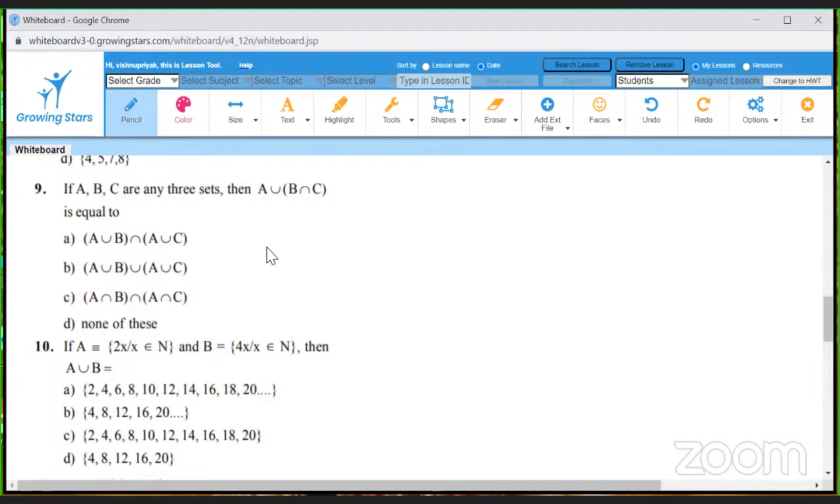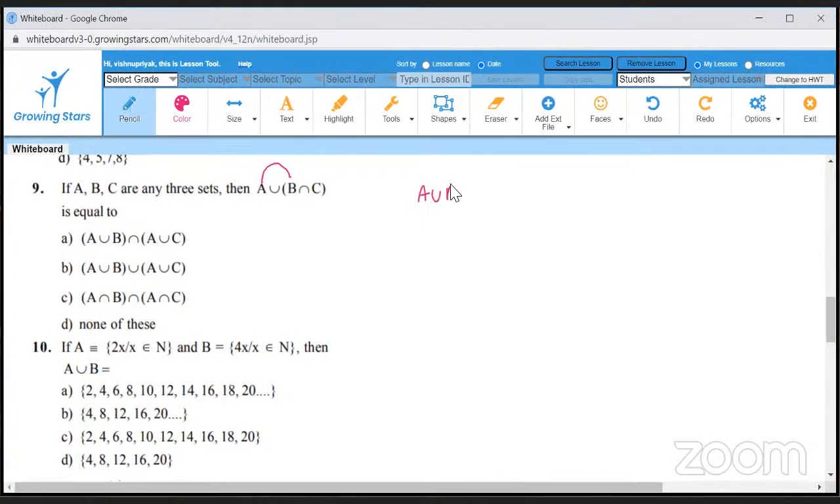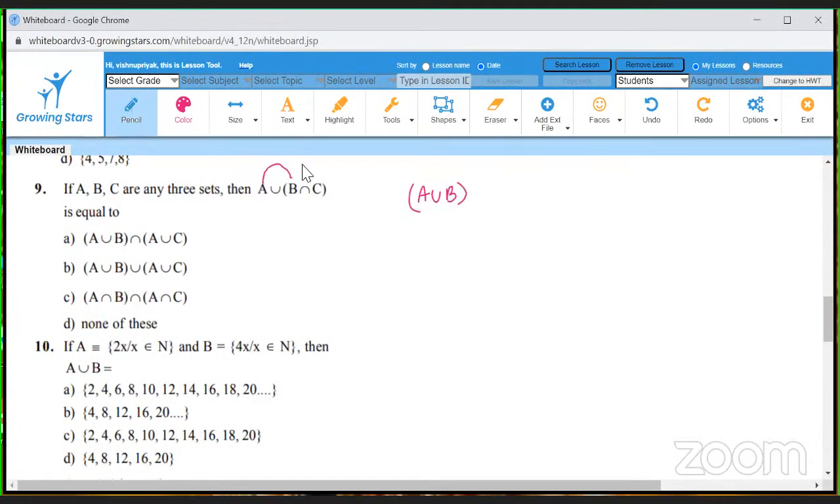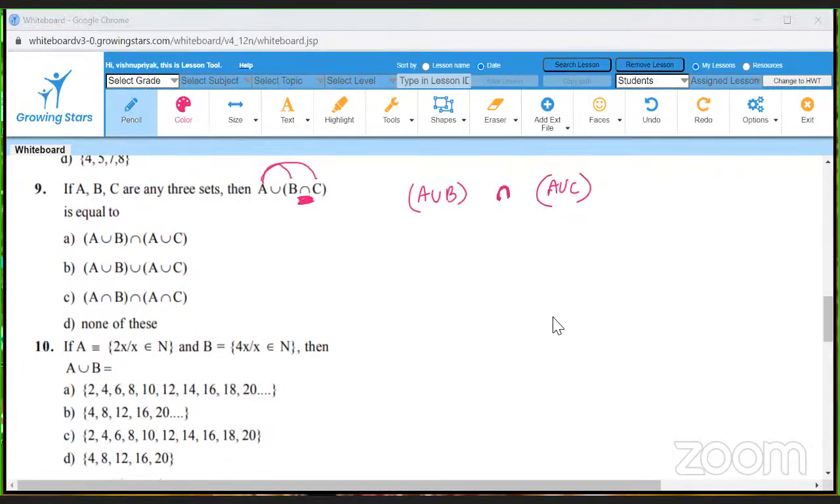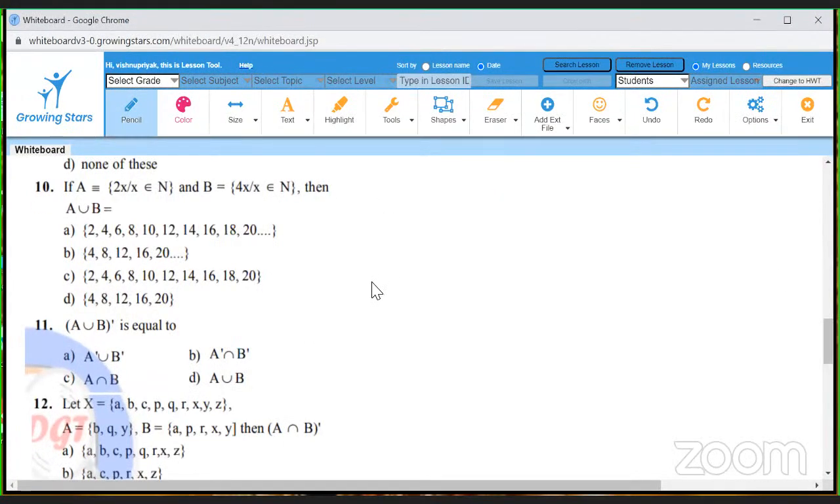Ninth also I told you in formula, distribution. First A union B. Then A union C. In middle, intersection. Yes, Rakshita, Kumar, yes. But you told after I wrote on the board. Before I write, you must tell the answer.